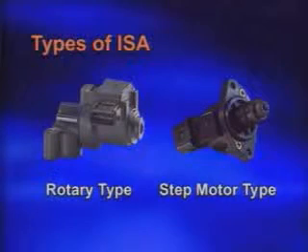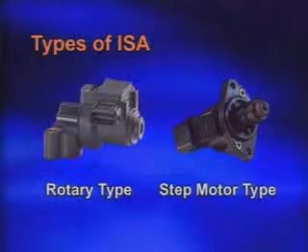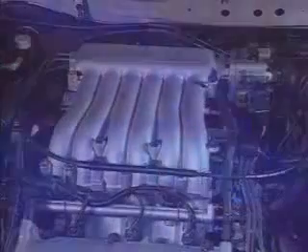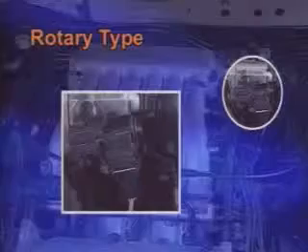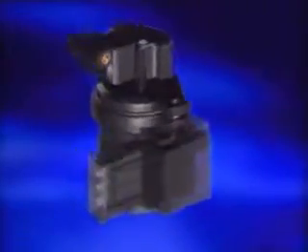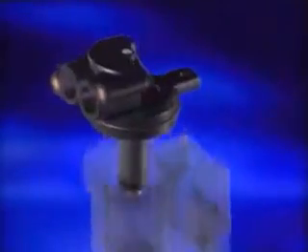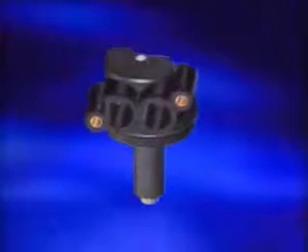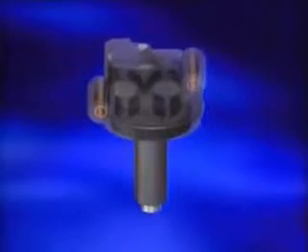There are rotary type and step motor type idle speed actuators. The rotary type actuator is located in the throttle body. The rotary valve on the armature shaft opens the air bypass passage until the required idle speed is reached, regardless of engine load.